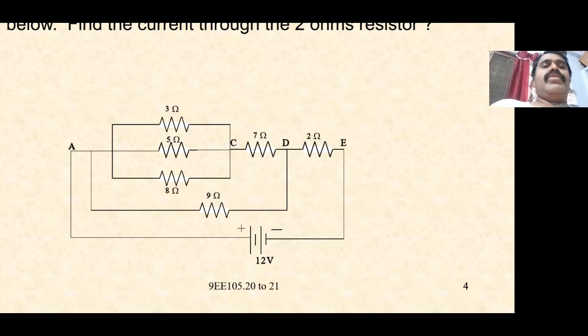So first we have to do the A and C, that is across the branch A and C, 3 ohms, 5 ohms and 8 ohms are connected in parallel. First we have to find the R equivalent for this one. Again next we have to do the C and D, across the C and D branch 7 ohms resistance can be connected. So this resistance comes in series with the A and C. Again we have to add. Again AD resistance comes in parallel with the 9 ohms. Again we have to do parallel. Again this A and D resistance comes in series with the D and A. Again we have to add. Again we have to find out the total current here.